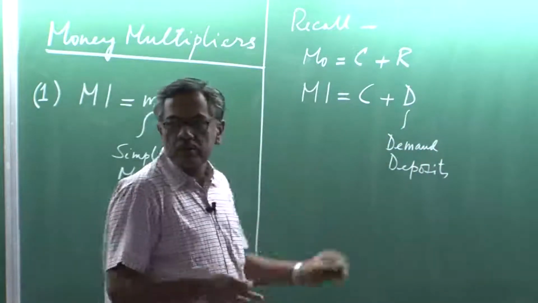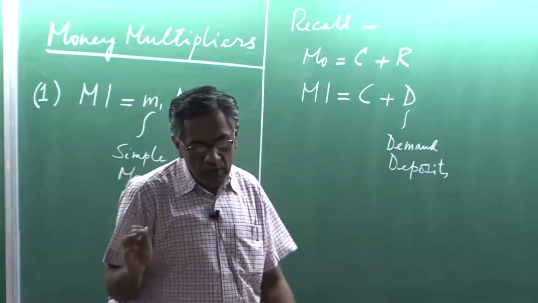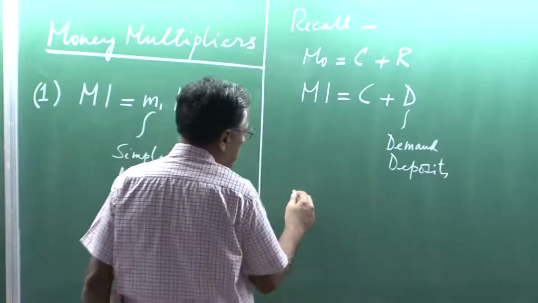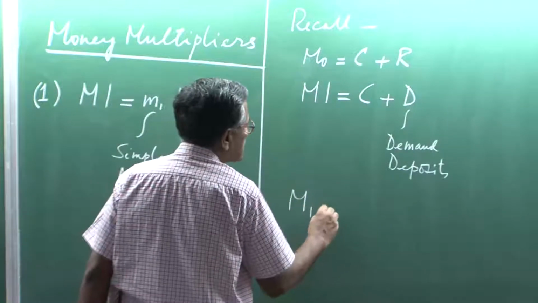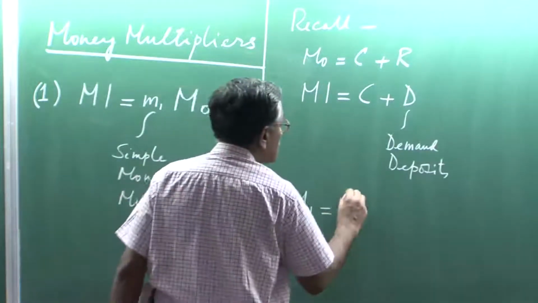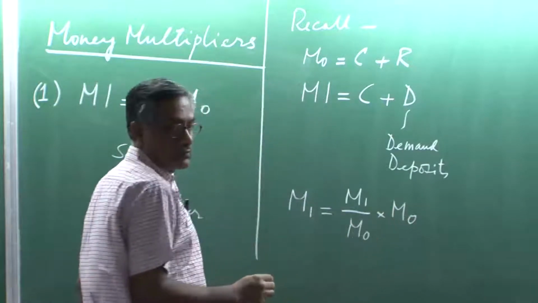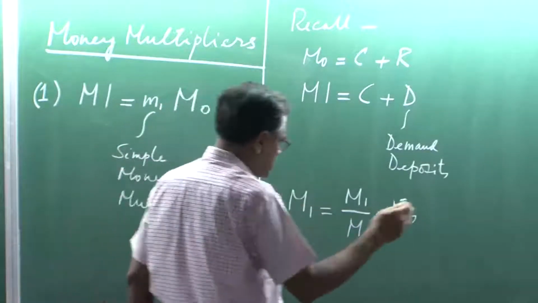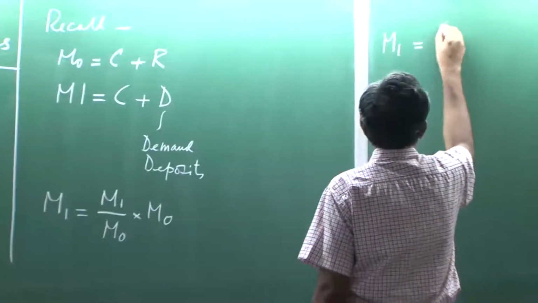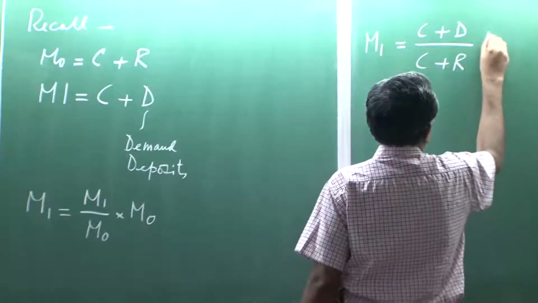What is the other thing in M1 and M0? Other deposits. I am ignoring them, they are a very small amount. Now, you can do a simple manipulation, which is M1 is equal to M1 over M0 into M0. I can write that. So, this relationship will therefore become M1 is equal to C plus D over C plus R into M0.